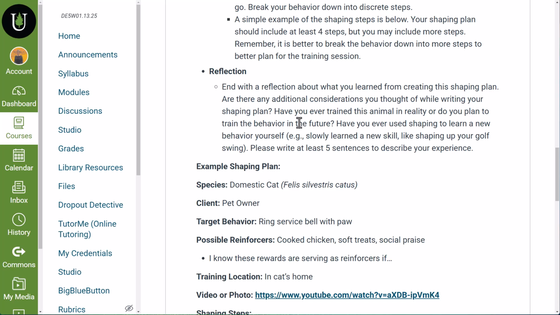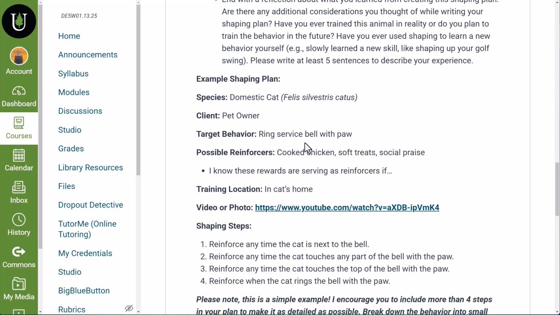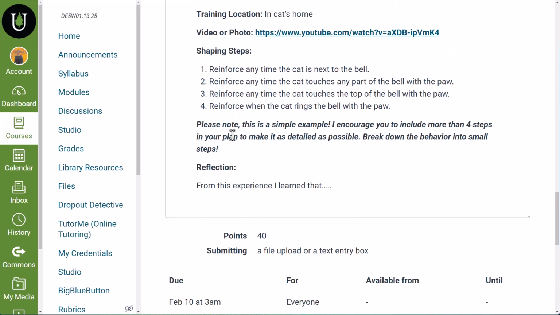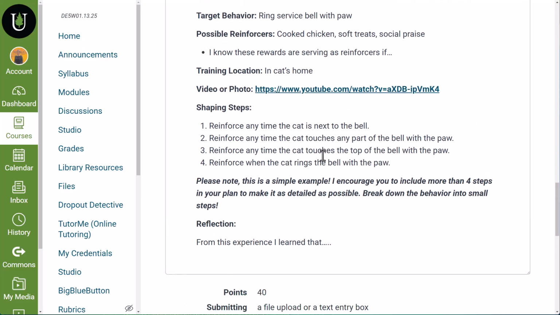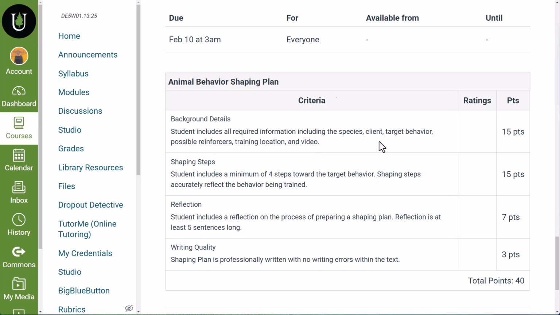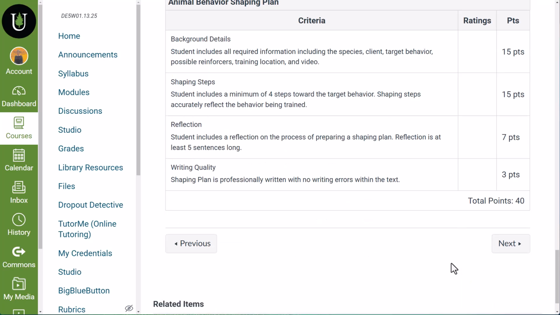There's certain things that you didn't consider that you should have in the beginning. You want to end your reflection by answering these questions. So here they're just giving you an example of all the things that we've just gone through. What is the species? What is the client? The target behavior? All of these things. This is what it will look like when you complete this activity. And down below you have your grading rubric that you always want to check in to see that you've included everything and you see how many points each thing is worth.